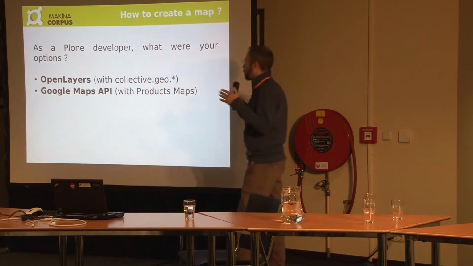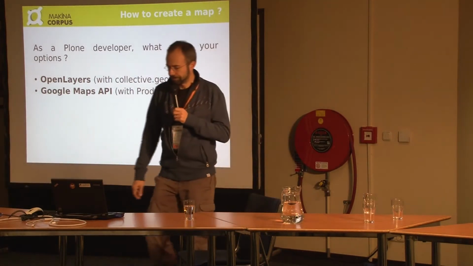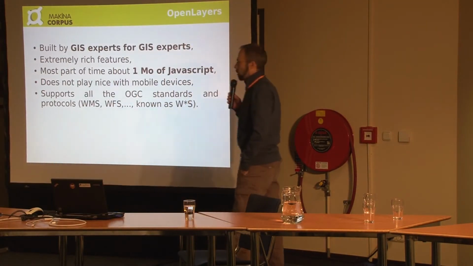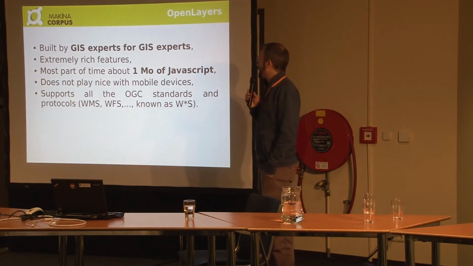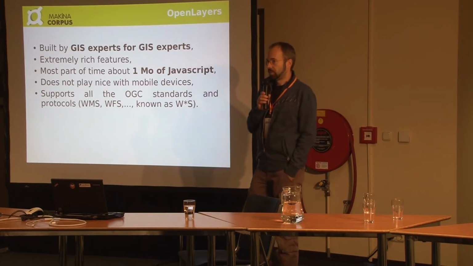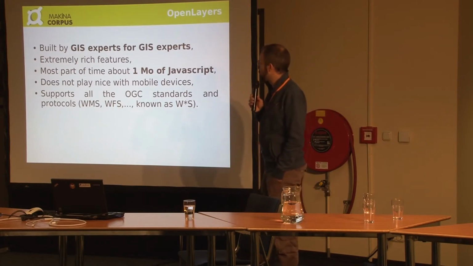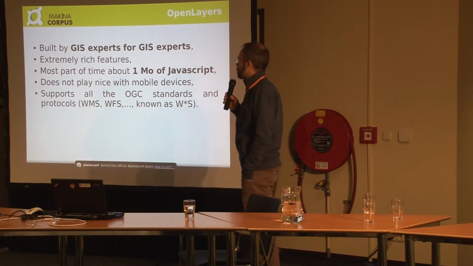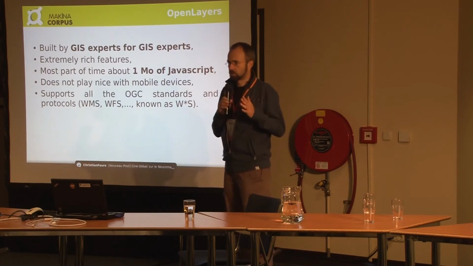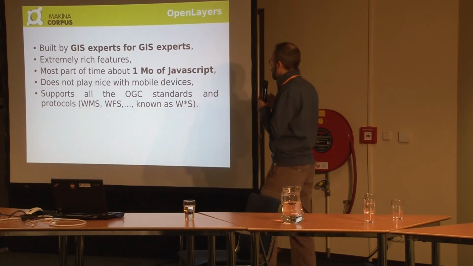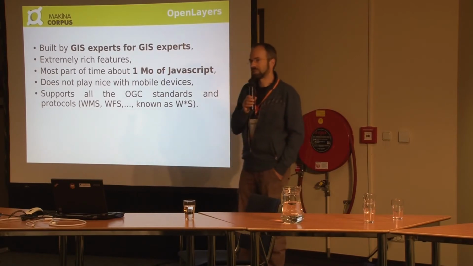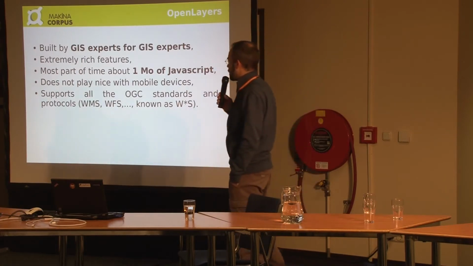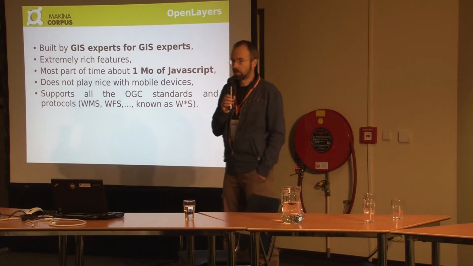But I do have kind of a problem with those two solutions. First of all, OpenLayers. OpenLayers is a JavaScript library that has been existing for a long time now. It has been built and imagined by GIS experts, or geographical information system experts, for themselves, not for basic users. It's providing a very, very large set of features. That's wonderful, but it's about 1 megabyte of JavaScript. So that's bad. Plus, it does not really work very nicely on mobile devices, which is kind of a problem now.